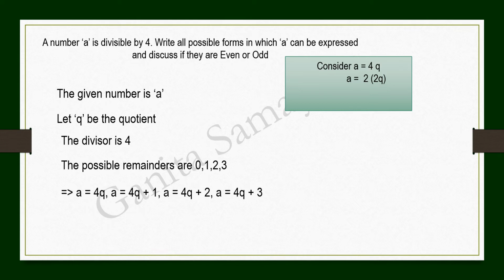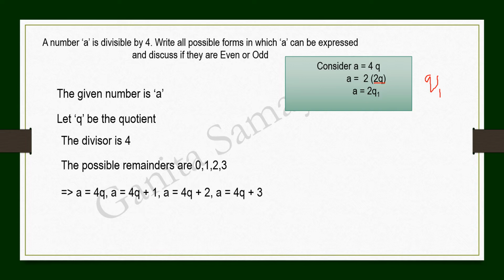This 2q is nothing but some other number, isn't it? It could be 2 into 3, 2 into 4, something. So we write this 2q as some other q1, simply to say that it denotes some quotient. That's all. 2 into some other quotient it denotes. So we can write this as a is equal to 2 into q1. That means we have expressed a equal to 4q as a equal to 2q1, which means that this must be an even number.